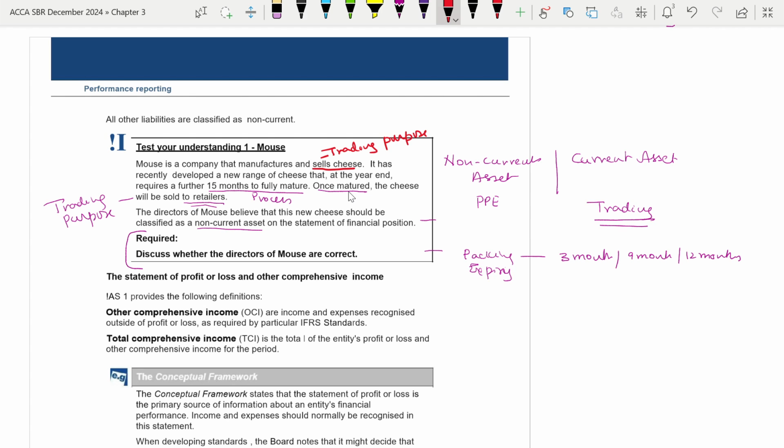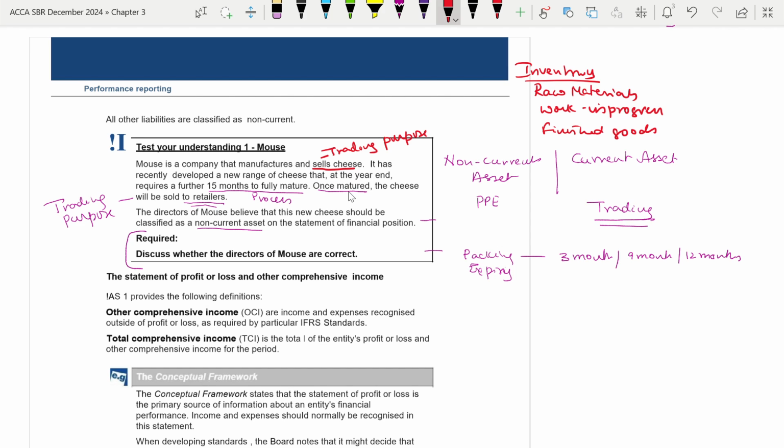It has recently developed a new range of cheese at the year end. You will freeze it, you will process it, and it will get matured by the time it is ready for sale. It will take 15 months to get ready for sale. You will have raw materials, work in progress and finished goods. This will be under the category of inventory.